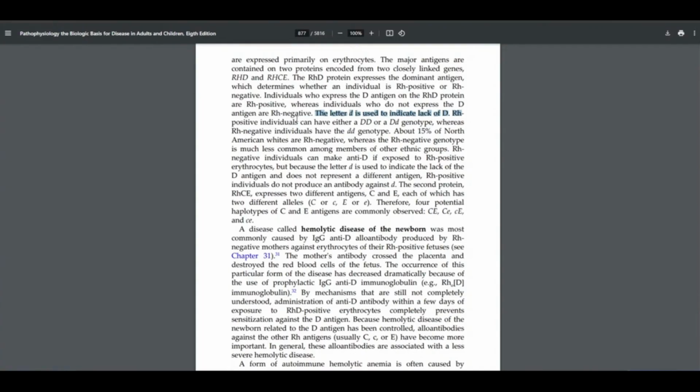Rh positive individuals can have either DD or Dd genotypes, whereas Rh negative individuals have a dd genotype. About 50% of American whites are Rh negative, whereas Rh negative genotypes are much less common among members of other ethnic groups. Rh negative individuals can make anti-D if exposed to Rh positive erythrocytes, but because the letter d is used to indicate the lack of D antigen and does not represent a different antigen, Rh positive individuals do not produce an antibody against d.